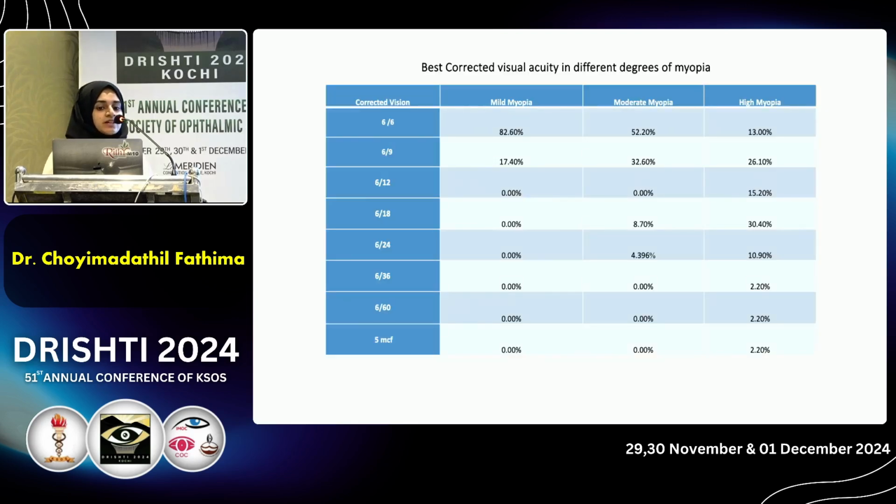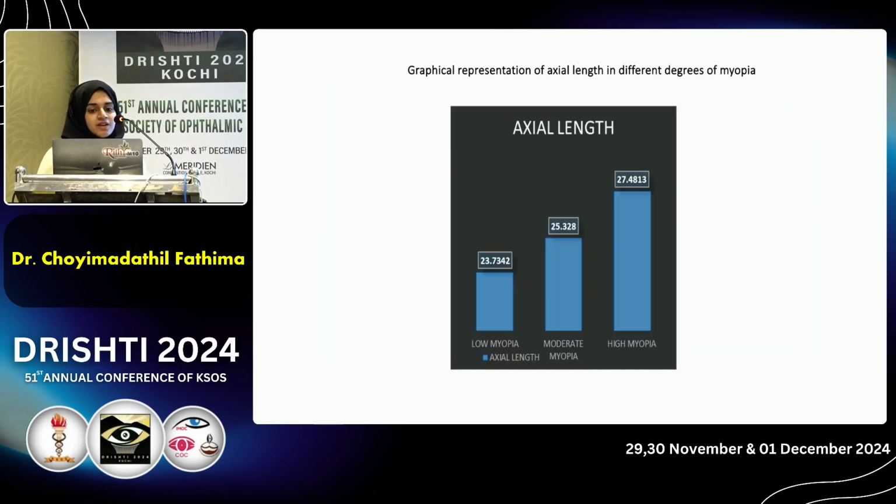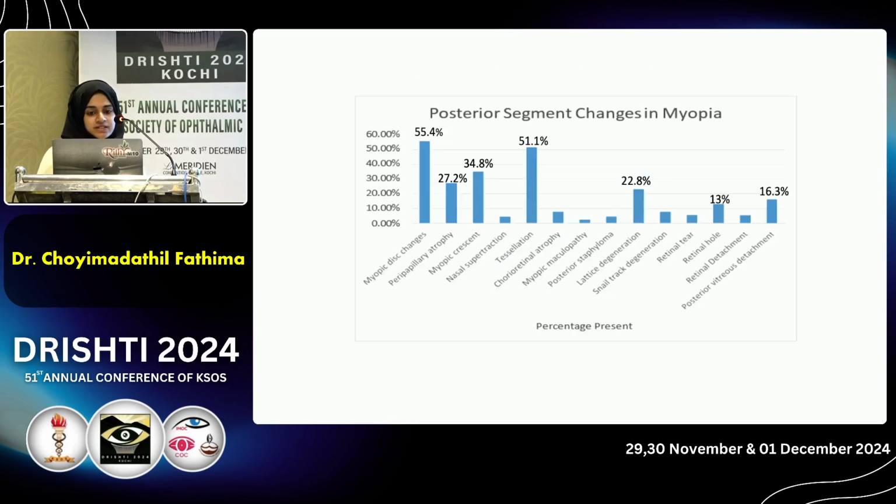While comparing the best corrected visual acuity in different degrees of myopia, it was found that 82% of the study population improved with 6/6 vision in the mild myopia group, and vision less than 6/24 was most commonly seen in the high myopia group. Comparing the axial length, the average axial length in mild myopia was 23.7 and moderate was 25.32, and in the high myopia group, the average axial length was 27.48 in the study.